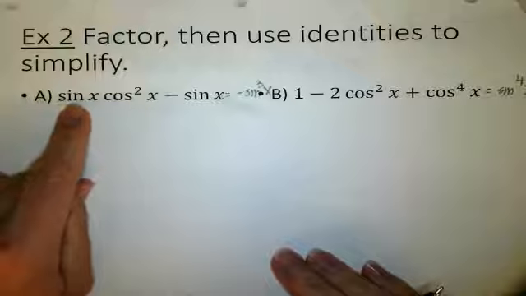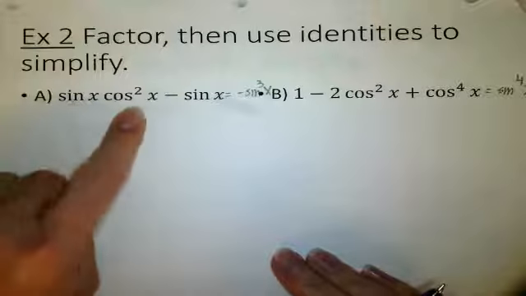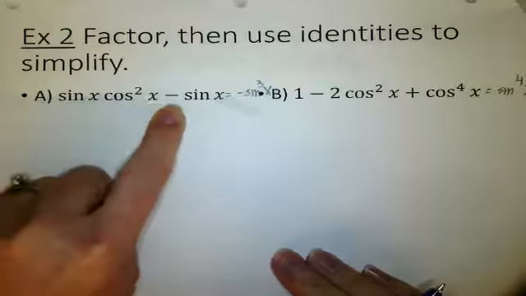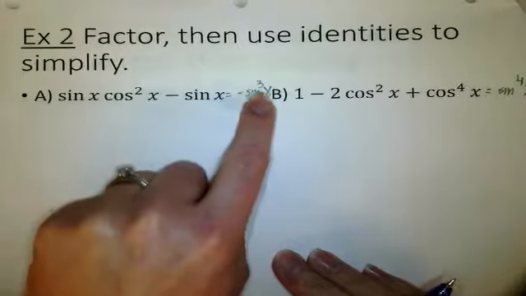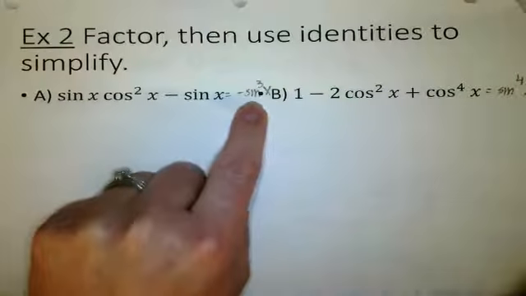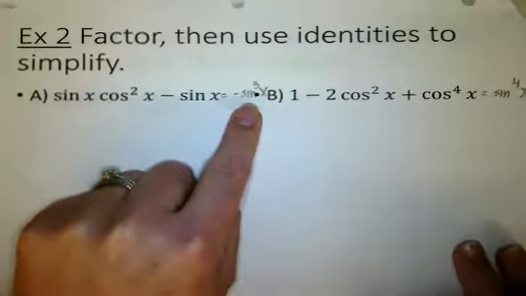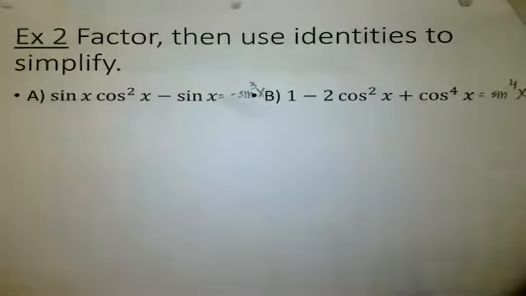This is sine of x cosine squared of x minus sine of x, and it's supposed to equal negative sine cubed of x. That's what that says. I don't know if you can see that very well, but I apologize.